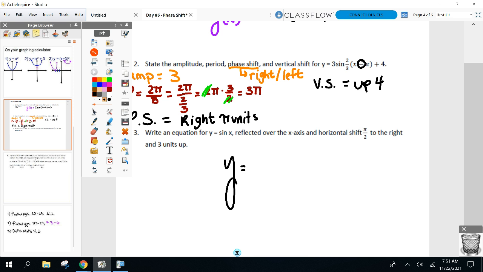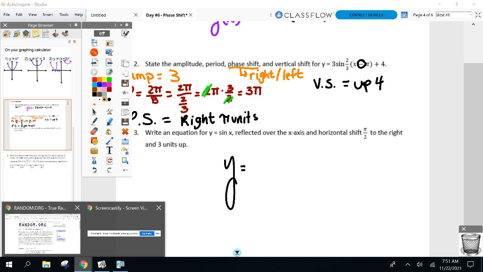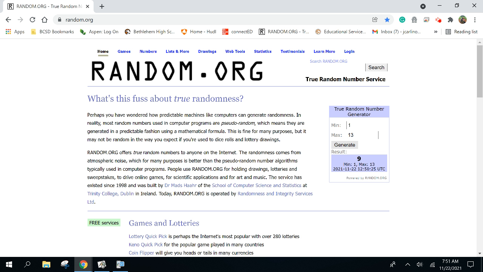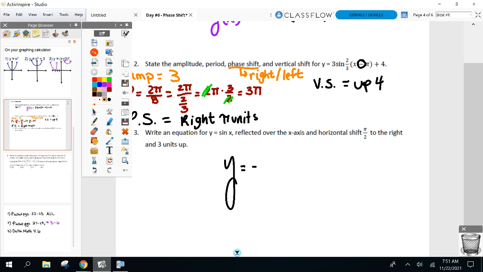All right, let me first start with reflected over the x-axis. What do I need attached to the beginning of my sine curve here? This says I'm flipping it. Negative. So everyone, negative sine x. Gotta have the negative. That's the reflection. Ready? Pi over 2 to the right.